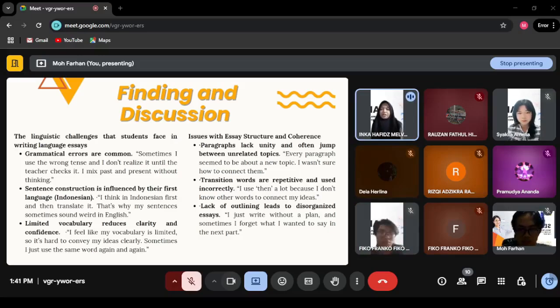Poor structural planning and weak cohesion hinder the logical flow of student essays, as Kitchener and Ferris 2012 point out. Teaching EFL students how to outline, organize, and use varied cohesive devices is essential in helping them produce more structured and readable academic texts. Next slide.